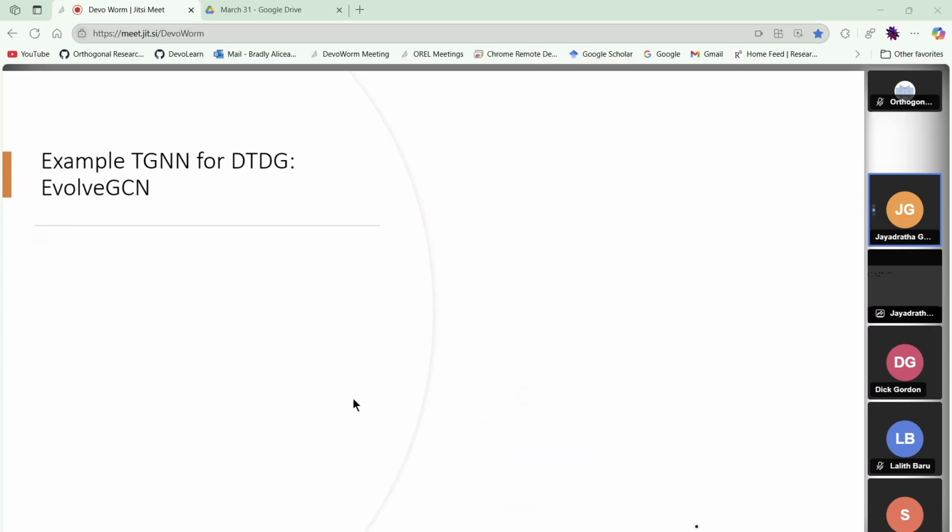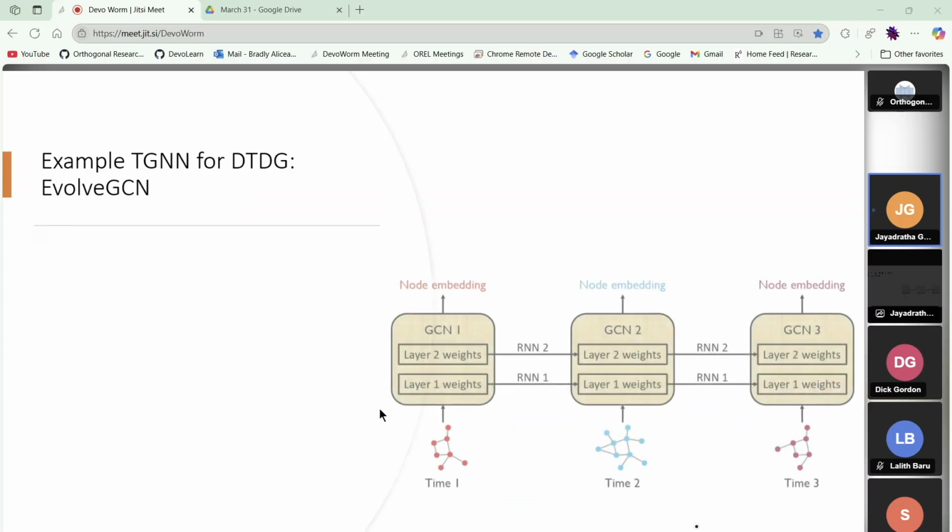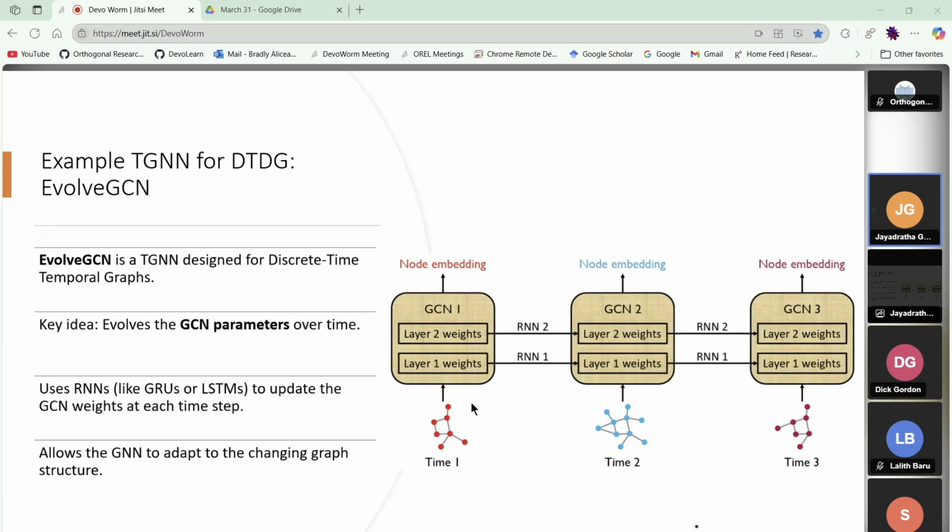So now I'll show an example of a temporal graph neural network for DTDG. One is EvolveGCN. So how does it work? This is at different timestamps. We have a GCN, as I already told. We have different layers based on the multi-hop information we take, and then we are running an RNN here. The RNN can be a GRU or LSTM. The RNN is capturing the temporal features, and the GCN is capturing the spatial or structural features of the graphs, and it allows the GNN to adapt to the changing graph structure. This is EvolveGCN.